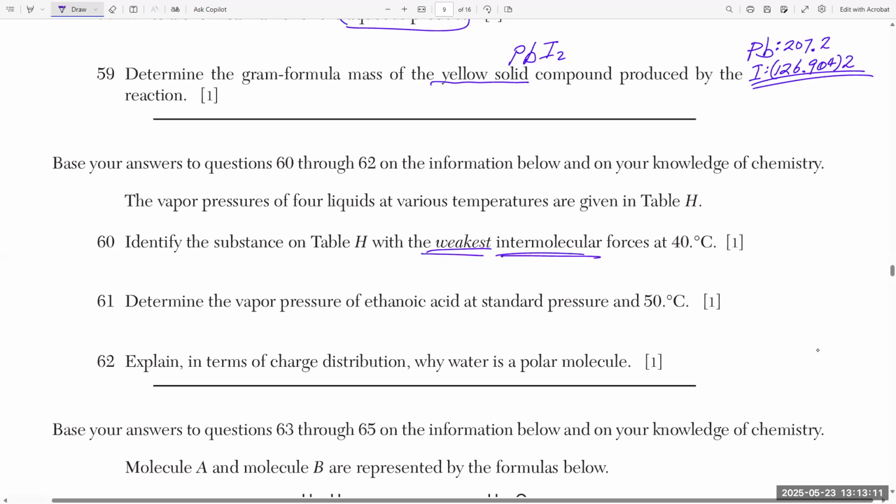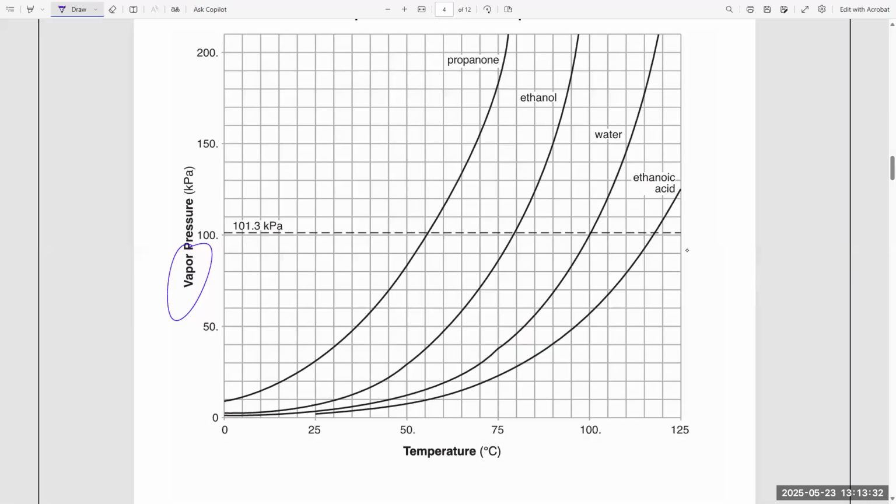What does that mean? If you have the weakest force holding you together, what does it tell you about the temperature at which you boil? You will probably boil earlier, at the lowest temperatures. Even a slight change in temperature will cause you to break that weak link and fly away as a vapor. So let's look at who we are. At 40 degrees Celsius, what are we looking at? We're looking at 25, 30, 35, 40, 45, 50. So at 40, we are looking right over here.